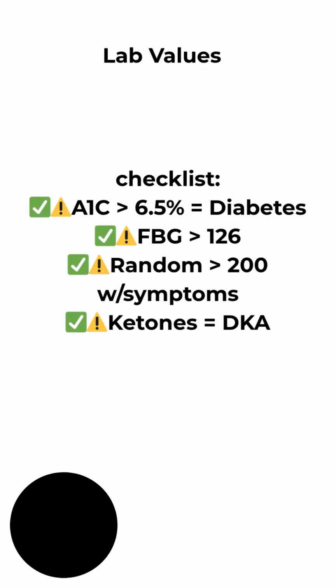All right, so here we are with some lab values. This is just a little checklist of things that you're looking for with diabetics as far as labs go. A1C, anything greater than 6.5%, we're looking at diabetes. Your fasting blood glucose levels, anything greater than 126, we're looking at diabetes, looking at insulin. On your randoms, anything greater than 200 with symptoms. Ketones, if you see ketones in the lab, we're looking at a DKA diagnosis. So make sure you're looking at those labs and you know your lab values.